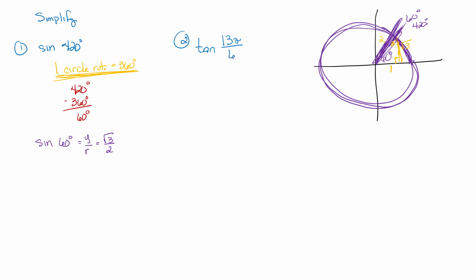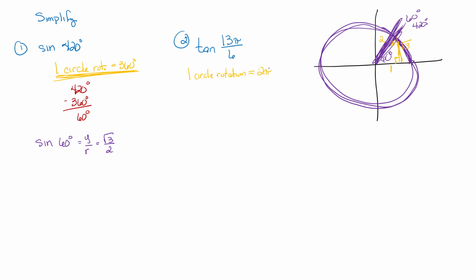13 pi over 6. You're like, that's not degrees. You're right, that's not degrees. That's radians, isn't it? Okay, so you have to remember how many radians one full rotation of the circle has. Go ahead, I'm waiting. Gives me time to write this. One circle rotation in radians is, yeah, 2 pi.